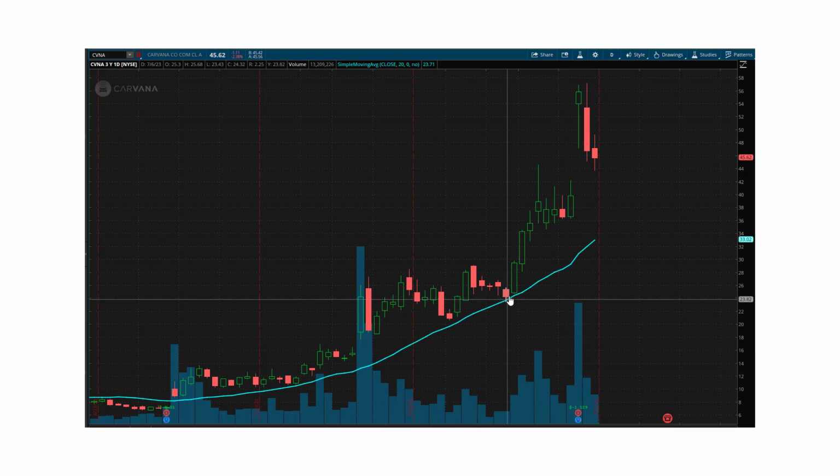So this is the entry. So we have 1, 2, 3, 4, 5, 6, 7, 8, 9, 10. So the sell would be right here at the end of the 10th day. That's 2 weeks later. And that will be where this trade sells. So wherever it is 10 days later, that's the exit.